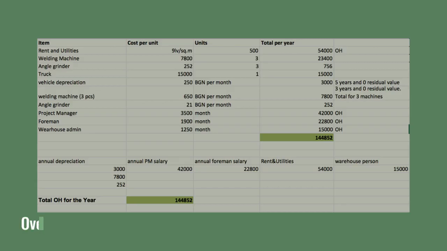Overhead. The overhead includes rent and utilities, truck, vehicle depreciation, welding machine, angle grinder, project manager, foreman, and warehouse admin. The total overhead for the year is 150,000 leva. The cost for the rent includes utilities as well. A truck will be needed to transport the products between our factory and the subcontractor.